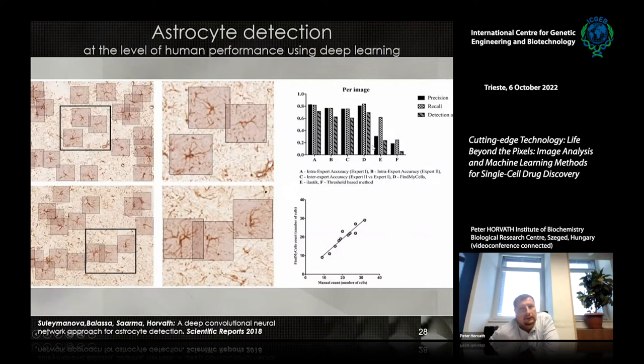But D was the deep learning, and actually it was performing as high as its trainer. So I'm not saying deep learning is any good, but I'm saying that for a very well-defined problem, deep learning can be a super useful tool, and you can have human performance even in the case of very difficult questions.